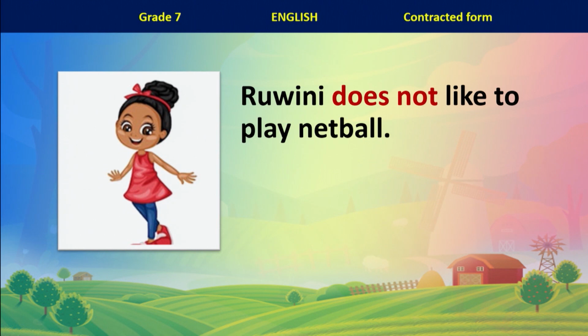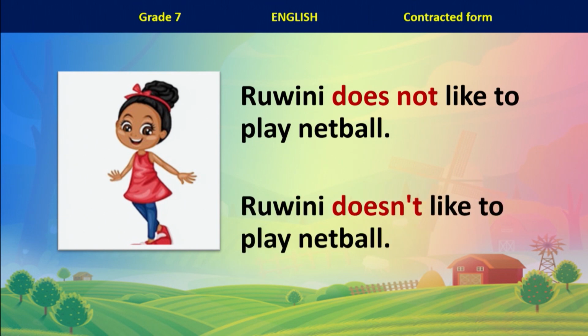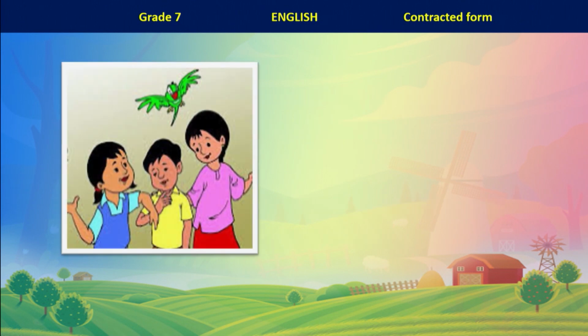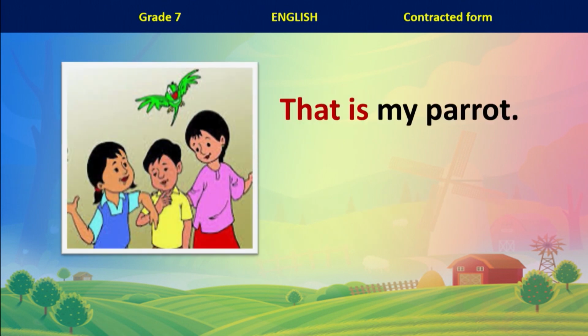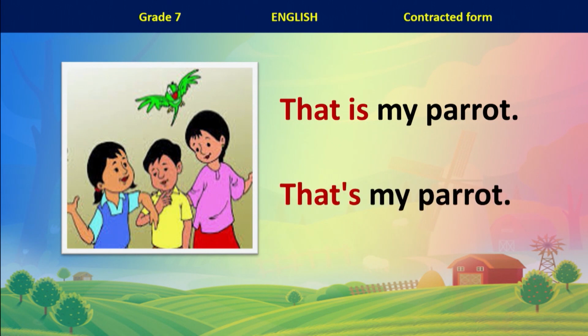Miss Samadhi. Okay, there's a cute girl on the screen, just like our children, the girl especially. So, Ruvini does not like to play netball. When you use the apostrophe and contract, you get the answer. Ruvini doesn't like to play netball. You can see a bird in this picture. That is my parrot. Look at the contraction. That's my parrot.